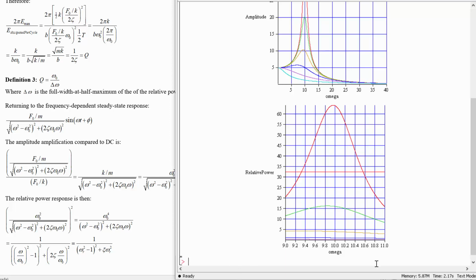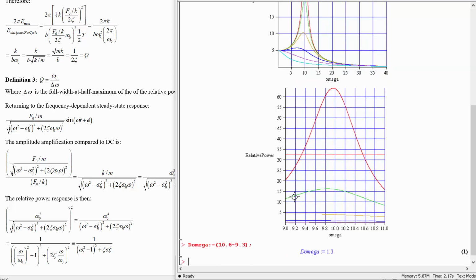Okay, so then the full width, d omega, the full width at half of the maximum in the relative power spectrum, would be about 10.6 minus 9.3, I think. Yeah, that looks right. Okay, so that should be d omega, and then we'll take omega naught, the resonance, which is about 10, and divide that by this.